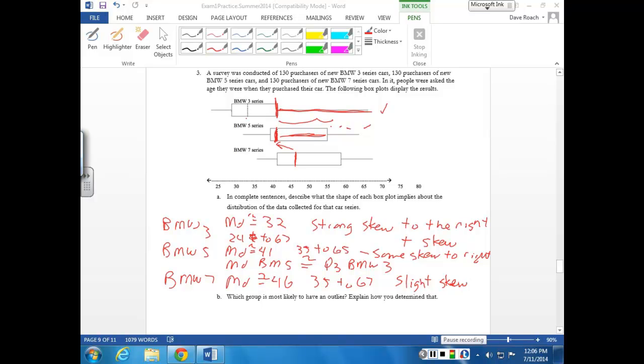Part C asks for the interquartile range for the BMW 5 series. So we're going from here to here. It's just the width of the box. It looks like from about 39 to 54. About 15. If you had 14 or 16 or something like that, it's not an exact kind of thing when you're looking at the graph. But in that general area there.